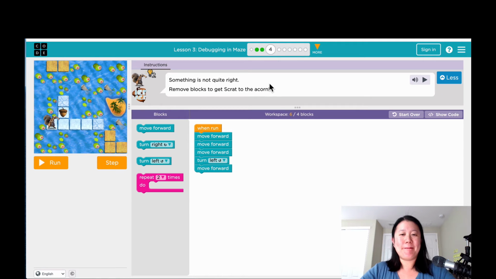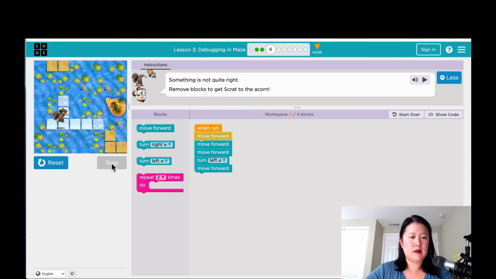Okay. Now look at this one. This one we have how many blocks? 6 out of 4. We have 2 too many. We need to remove 2. So what are they going to be? Let's think. We could go step by step again. If we move forward. Yep, so far so good.